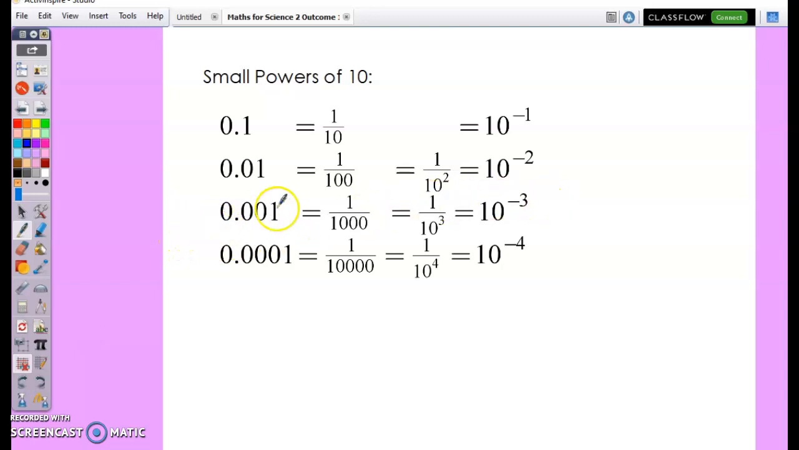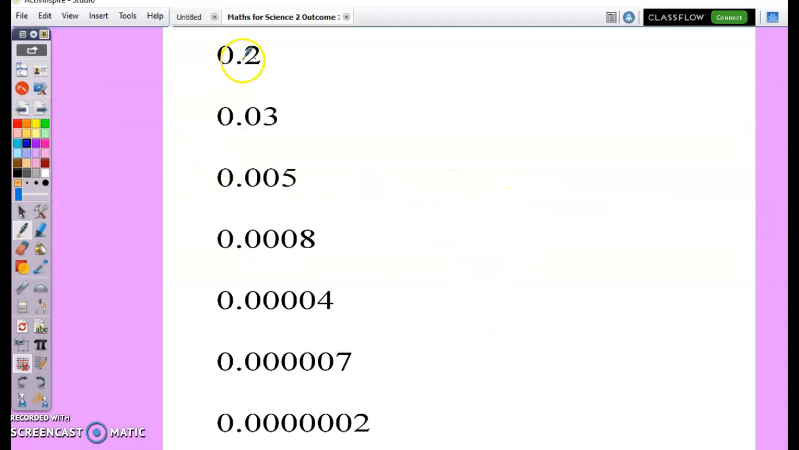And what it really is, it's how many times I've taken that 1 and divided it by 10. So I've done 1 divided by 10, divided by 10, divided by 10, to get to this 1 over 10 cubed, which is 10 to the minus 3. Okay. With some other numbers then, 0.2 would be 2 times 10 to the minus 1, because it's 2 times the 0.1, and the 0.1 is 10 to the minus 1.